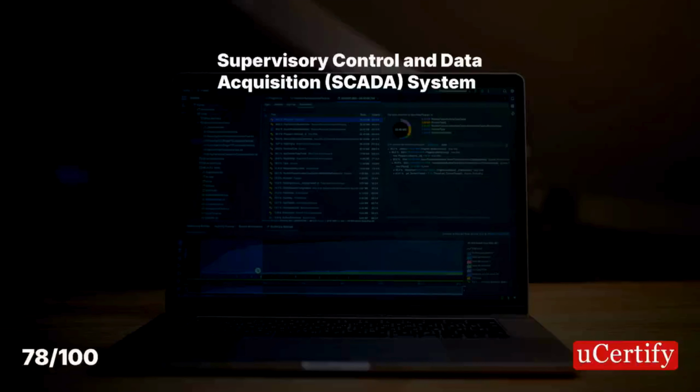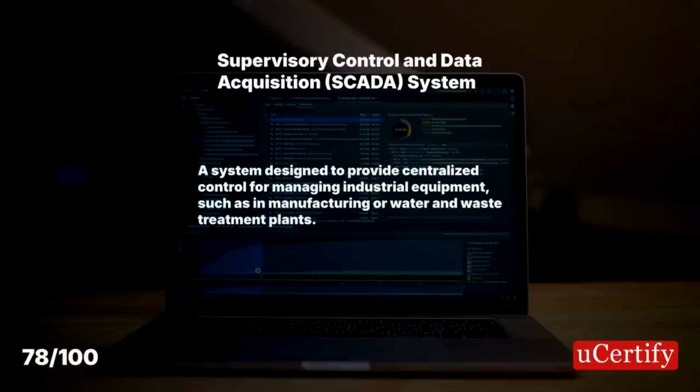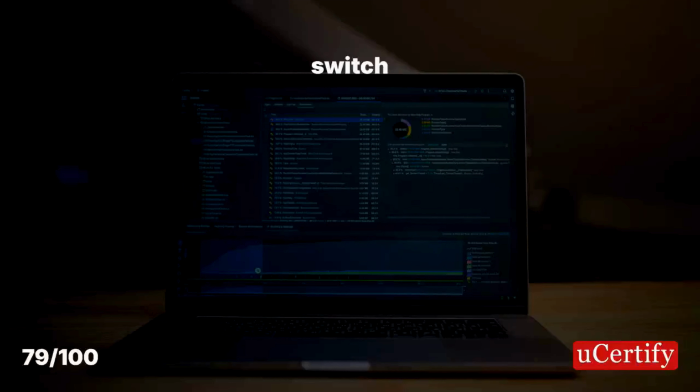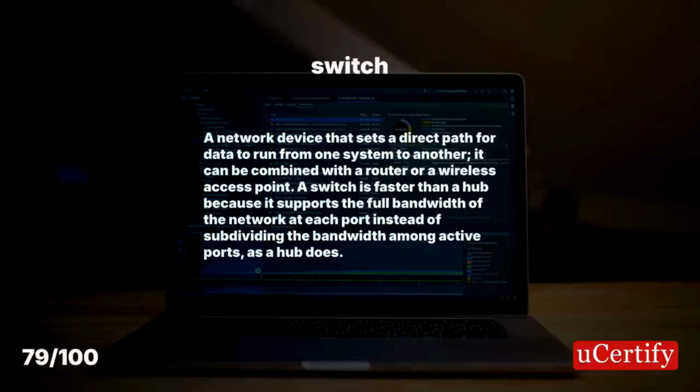Term: supervisory control and data acquisition, SCADA system. Definition: a system designed to provide centralized control for managing industrial equipment, such as in manufacturing or water and waste treatment plants. Term: switch. Definition: a network device that sets a direct path for data to run from one system to another. It can be combined with a router or a wireless access point.